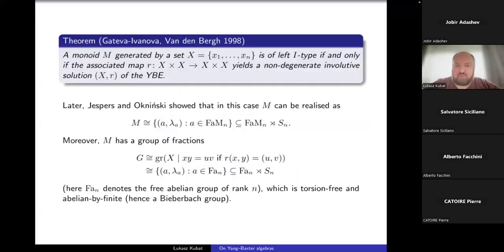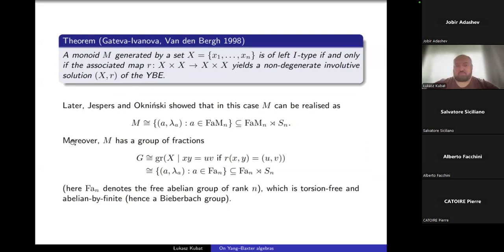And Gateva-Ivanova and Van den Bergh characterized monoids of I-type in the following way: having a monoid M with such a presentation as before, this monoid is of I-type if and only if the map r associated to this monoid is a non-degenerate and involutive solution of the Yang-Baxter equation. So somehow solutions with nice properties naturally appear in the investigation of such monoids.